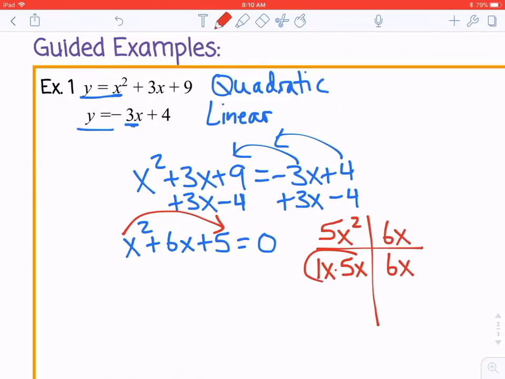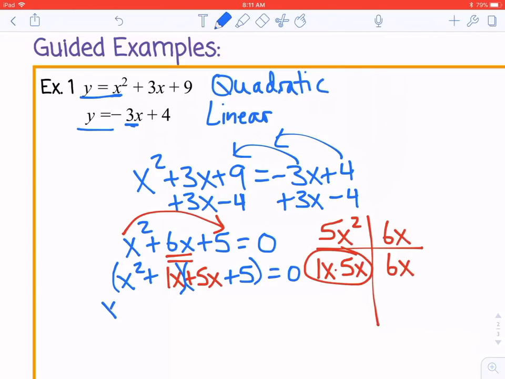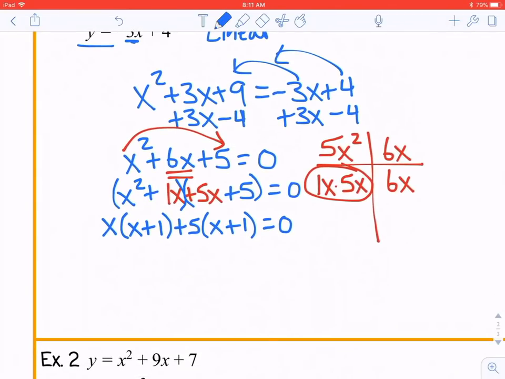Remember, we use these numbers to replace our middle term. So I'm going to write that as 1x plus 5x, which is equal to 6x. Bring down the first term and the last term. It's still equal to 0. Then we're going to use grouping, just like we've done before. We factor out the greatest common factor of the first group, which is x, and we have x plus 1 left over. In the second group, we can take out a 5, and we have x plus 1 left over. So we're just solving by factoring.